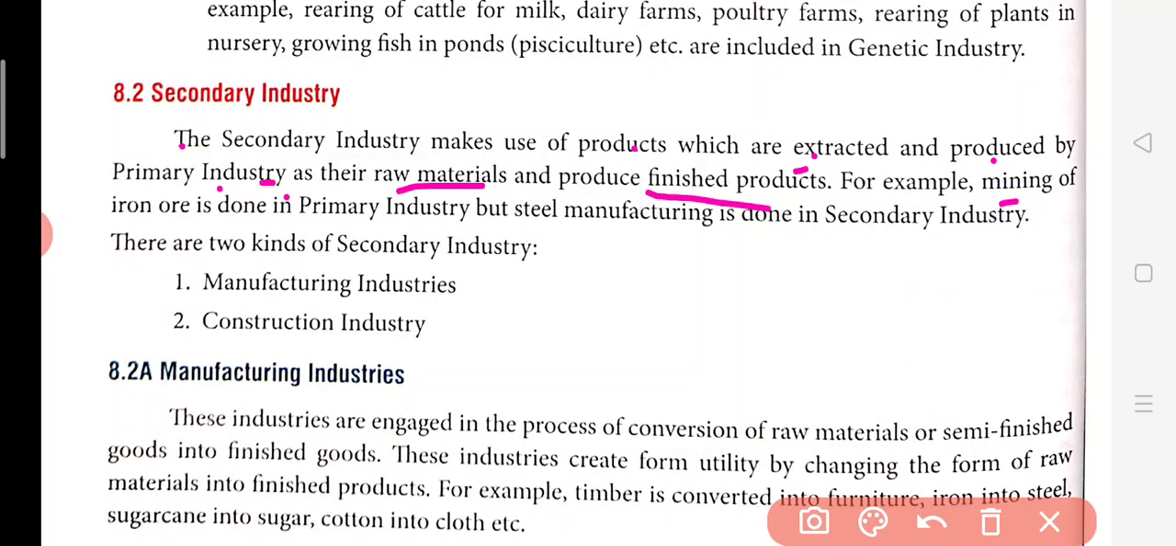The example given here is mining of iron ore, which is done in the primary industry. In the mining of iron ore, iron is extracted from hematite ore. This is the example of primary industry. It is also used in steel manufacturing, and this steel manufacturing is done in secondary industry. Now there are two kinds of secondary industry: manufacturing industry and construction industry.